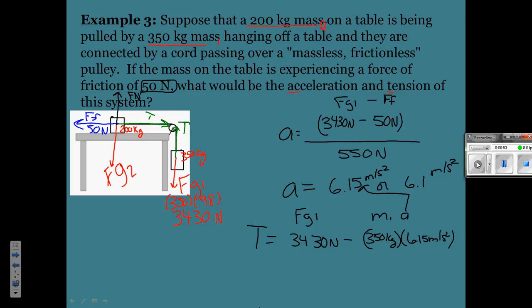And so whenever we do that, we get 1,278 newtons for tension. Okay, so that is how we work that problem.